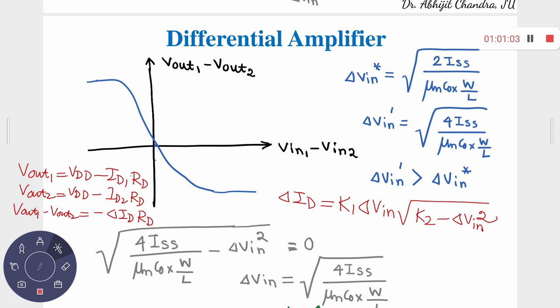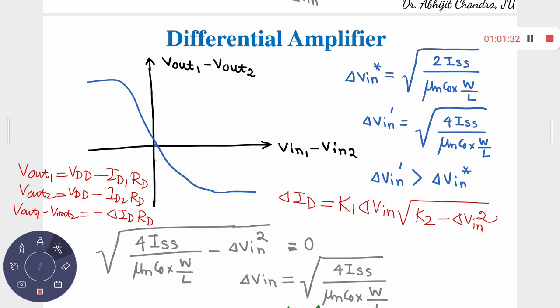I've told you that for your BJT, bipolar junction transistor, the current versus voltage relationship was an exponential relationship: Ic is equal to Is times e to the power Vbe by Vt minus 1. Whereas for your MOS device, it follows a parabolic relationship: Id is equal to some constant multiplied with VGS minus Vt whole square.